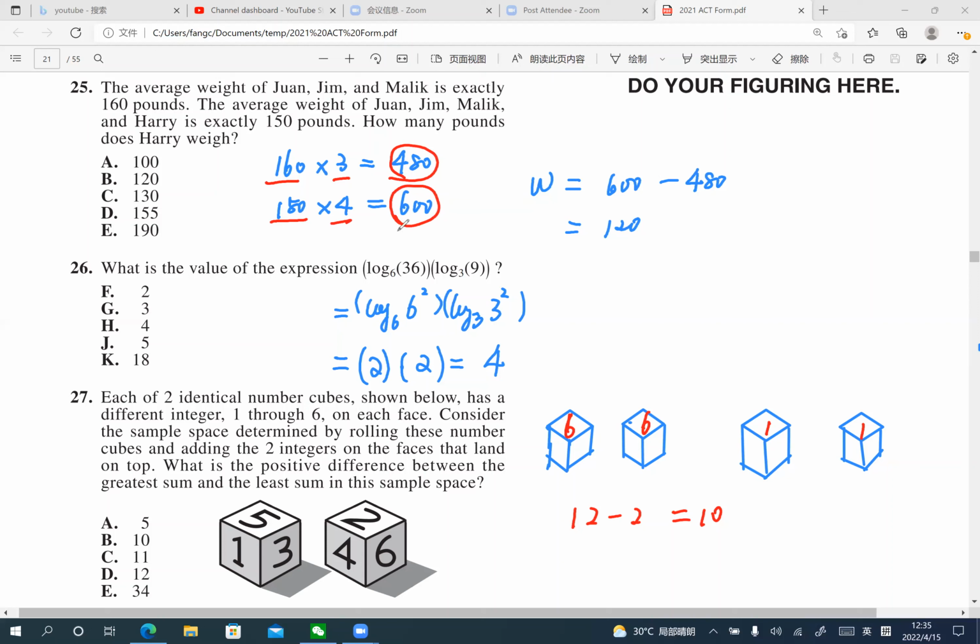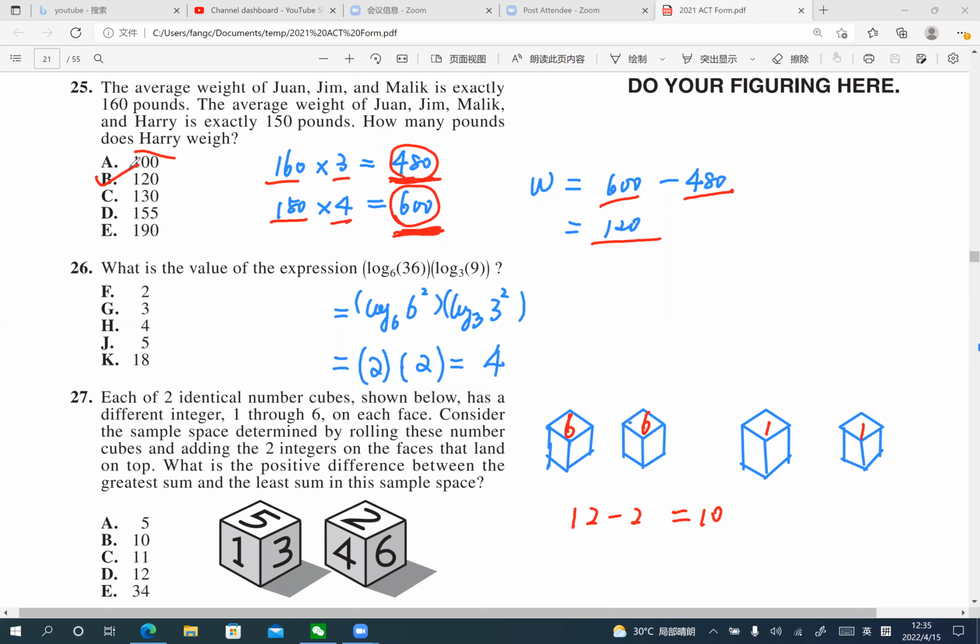So if we use the total pounds of 4 people minus the total pounds of 3 people, that should be equal to the weight of the 4th person, Harry. So 600 minus 480 equals 120. So we should choose option B.